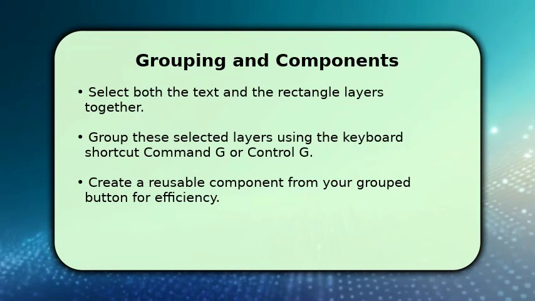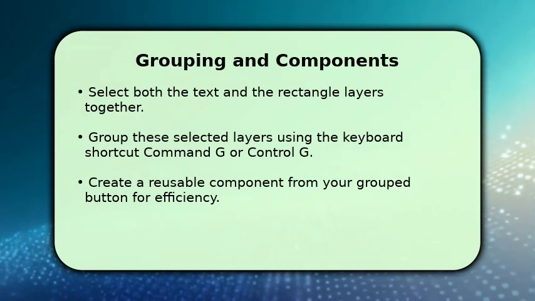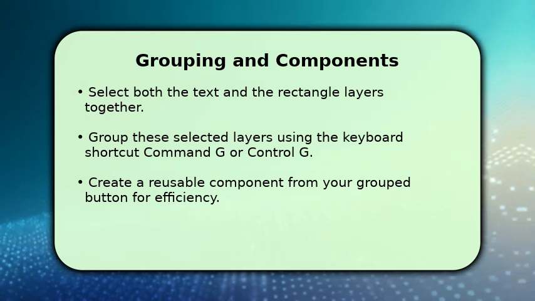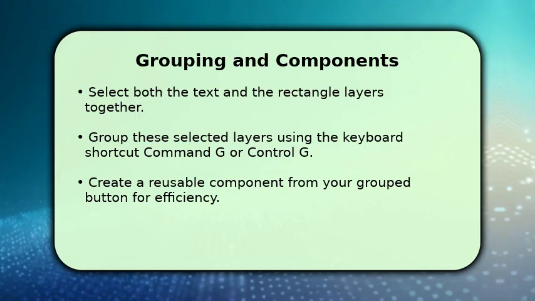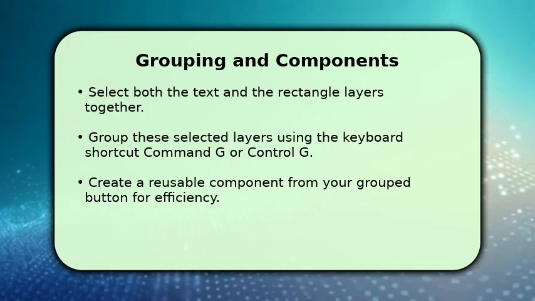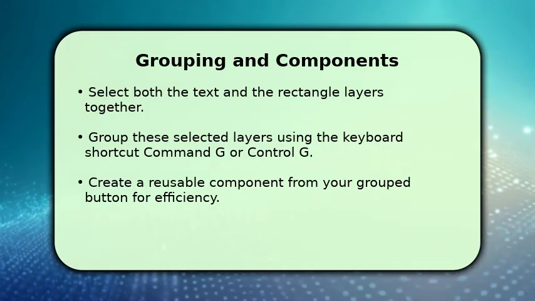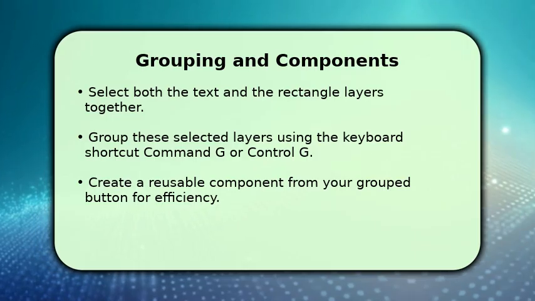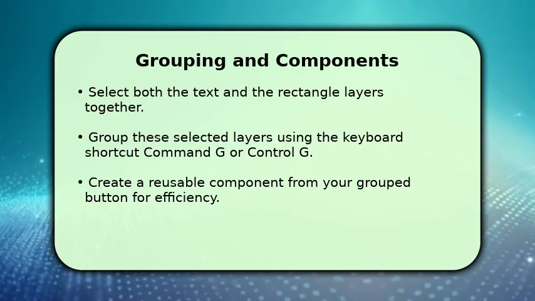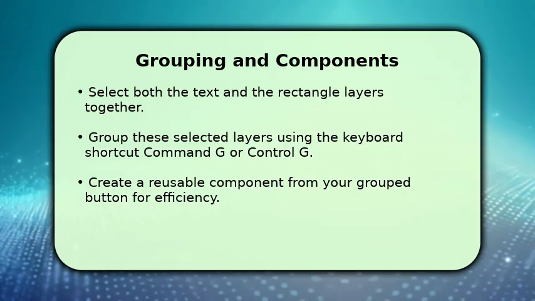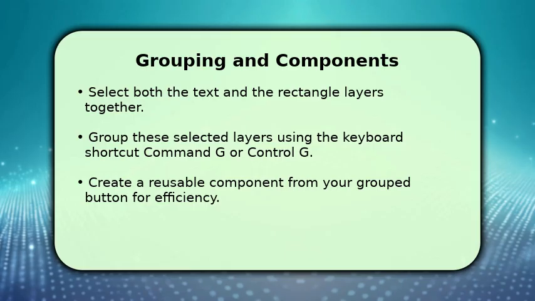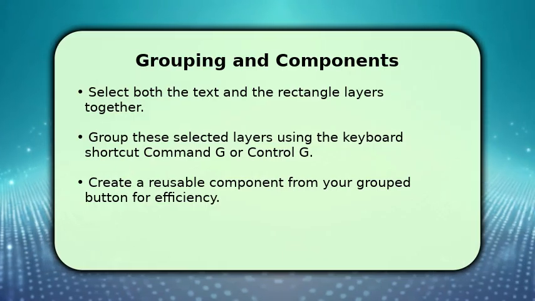With your button styled, the next crucial step is to organize it and prepare for reusability. Select both your text and rectangle layers. Then, group them together using the keyboard shortcut, which is Command-G on Mac or Control-G on Windows. This keeps your button elements neatly contained. Finally, turn this grouped button into a component. This powerful feature allows you to create multiple instances of your button throughout your design, saving you significant time.